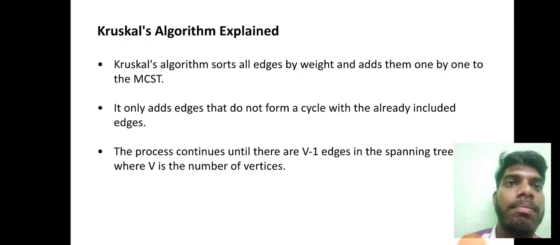Kruskal's algorithm. Kruskal's algorithm sorts all edges by weight and adds them one by one to the minimum cost spanning tree. It only adds edges that do not form a cycle with the already included edges. The process continues until there are V-1 edges in the spanning tree, where V is the number of vertices.